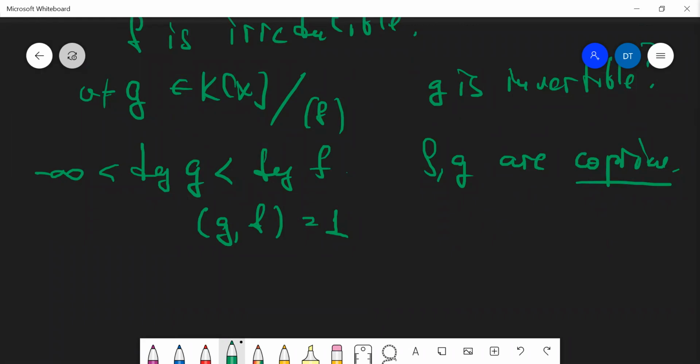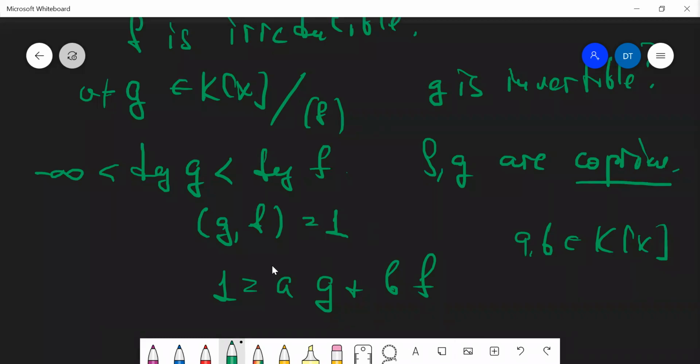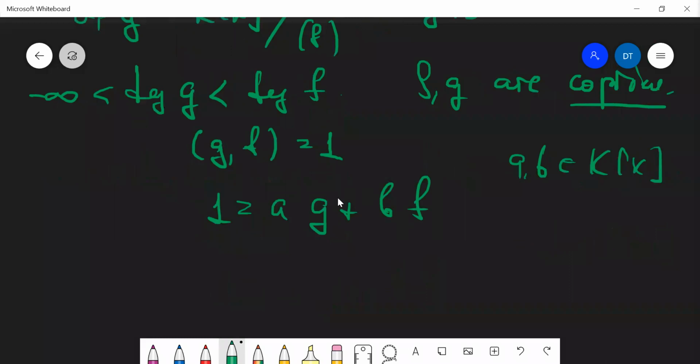Okay, so now F and G are coprime. And as we know that when they're coprime, the GCD can be expressed as a linear combination of such expressions where A and B are some polynomials in K of X. And now this equality means that in the ring K of X over F, G times A equals 1.